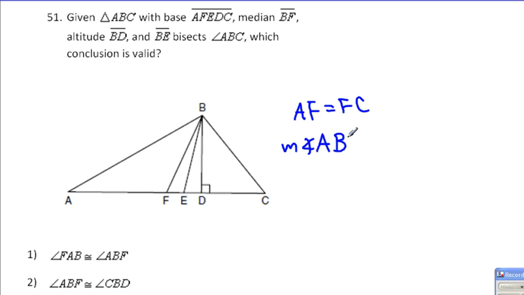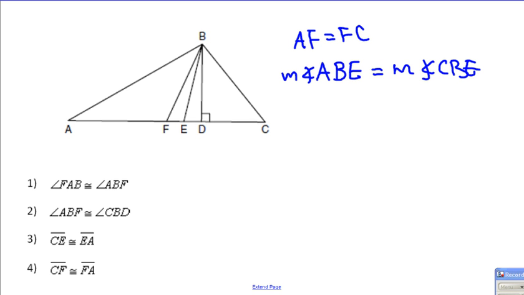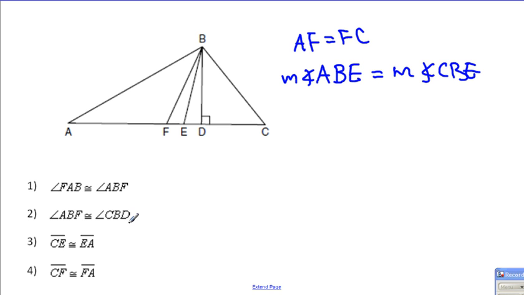ABE is equal to measure of the angle CBE. So let's see, any one of these two would have been coming out. AF. Okay, no. FAB, no. ABF, no. Actually, right here, the last one. CF, which is the same thing as this one, is congruent to FA. So therefore, our answer will be choice number 4.